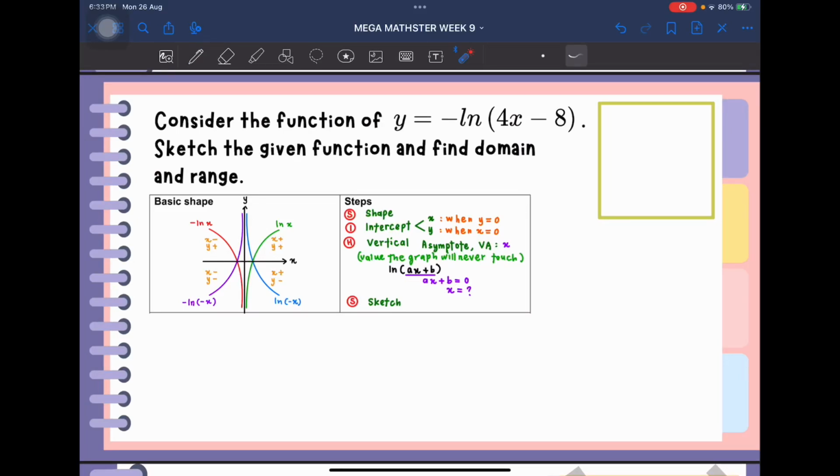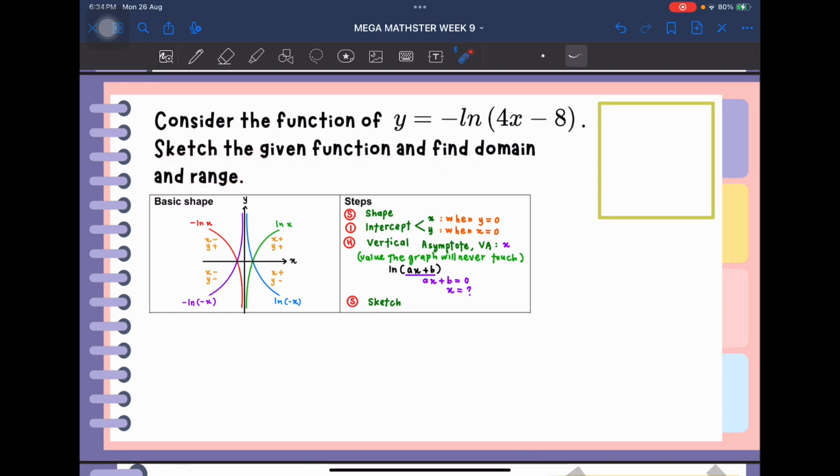Right, so in this video, we are going to sketch log function graph. Okay, the graph of log function. So what we have over here is a log with base e, so we call it as ln. Okay, so log function, and then they get to sketch the given function and find the domain and also range.